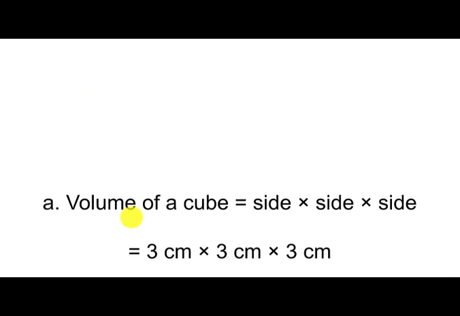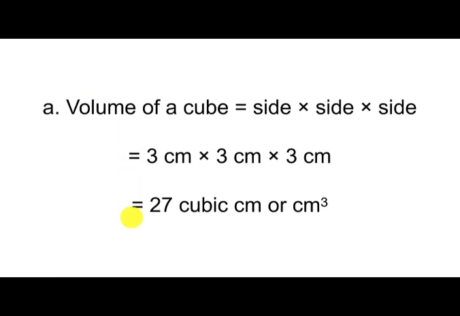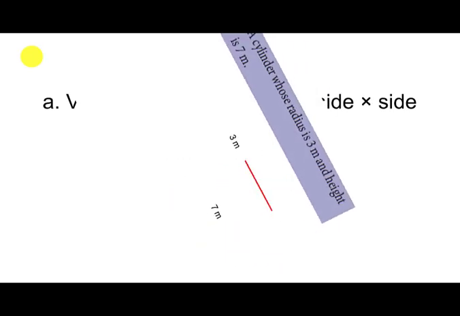The formula for calculating the volume of a cube is side into side into side. Here it is 3, so you multiply 3 three times. What will you get? 27 cubic centimeter, or you can simply call it centimeter cube. Let us switch over to the other problem.